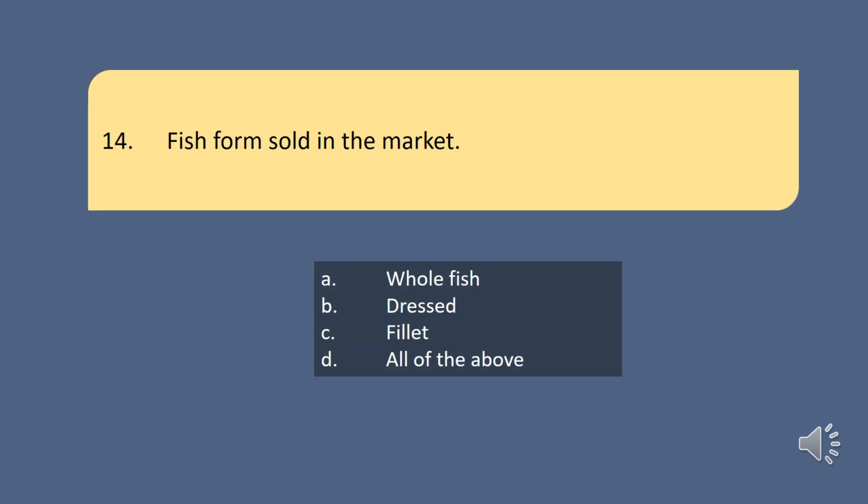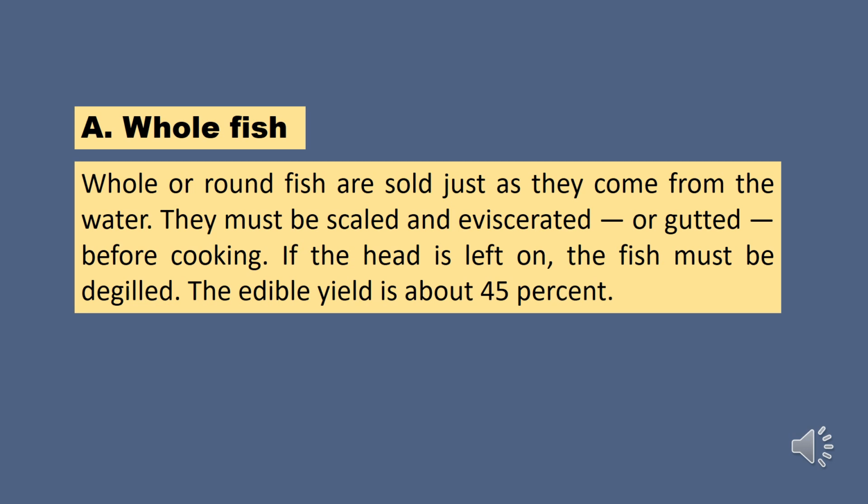14. Fish form sold in the market. A. Whole fish. B. Dressed. C. Fillet. D. All of the above. 5, 4, 3, 2, 1. The correct answer is letter A. Whole fish. Whole or round fish are sold just as they come from the water. They must be scaled and eviscerated, or gutted, before cooking. If the head is left on, the fish must be degilled. The edible yield is about 45%.